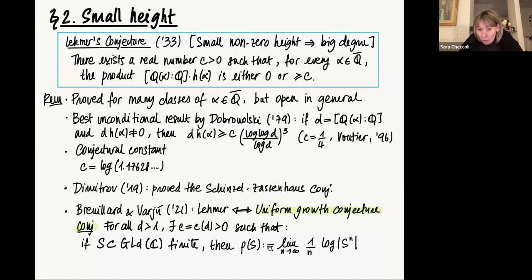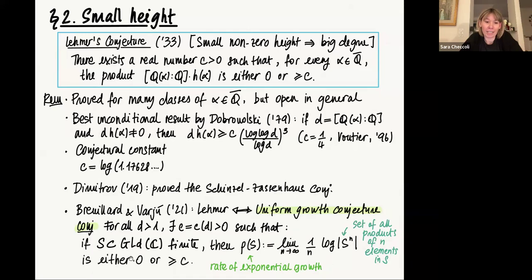And then you consider the following quantity, rho of S, which is defined as 1 over the limit of 1 over n times the log of the cardinality of S to the n. So what is all of that? S to the n is the set of all possible words of length n written with elements in S, all possible products of n elements in S, and this converges, and the limit is what is called the rate of exponential growth. If you have this, then this quantity rho of S is either zero or bigger or equal than C. So again, this is a gap result of Lehmer type.